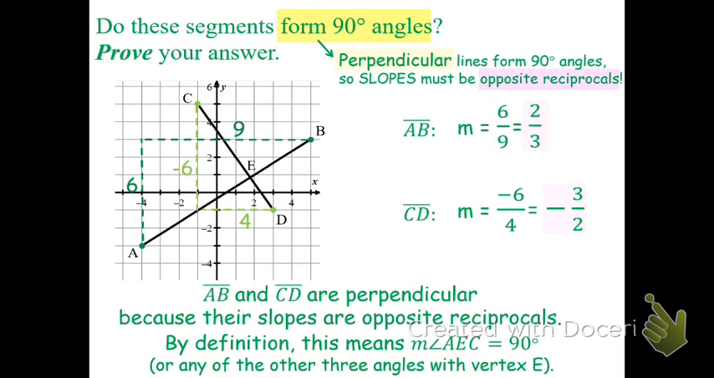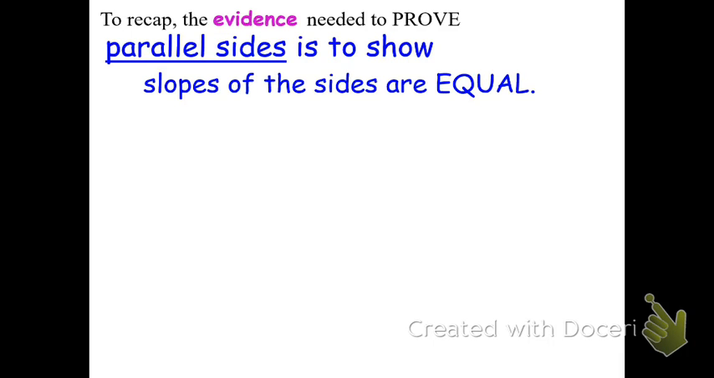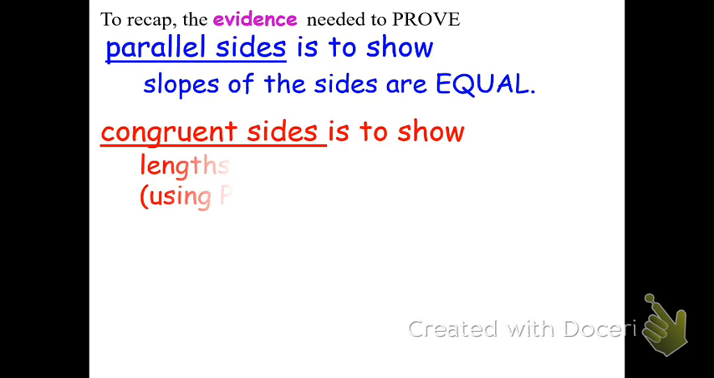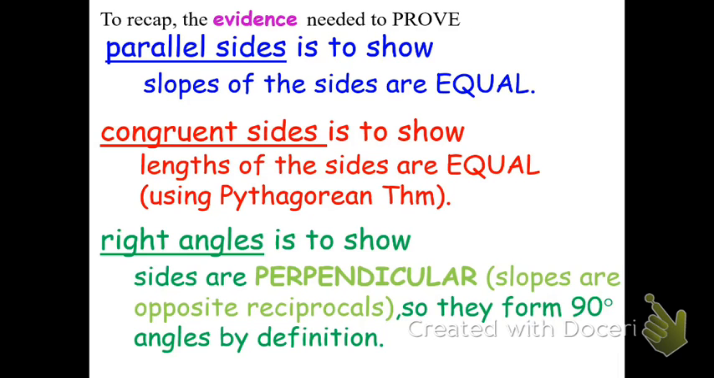All right, let's recap. What evidence do we need to prove? Depends on what we're trying to find. If we're trying to show that we have parallel sides, we're going to show that the slopes of those sides are equal. If we're asked to prove that we have congruent sides, then we're going to show that the lengths of the sides are equal. Now keep in mind, lengths and slopes are not the same thing. For the length we use Pythagorean theorem. And lastly, if we want to find that we have right angles, we're going to show that the sides are perpendicular, that is, their slopes are opposite reciprocals, and then say that they form a 90-degree angle by the definition of the 90 degrees.